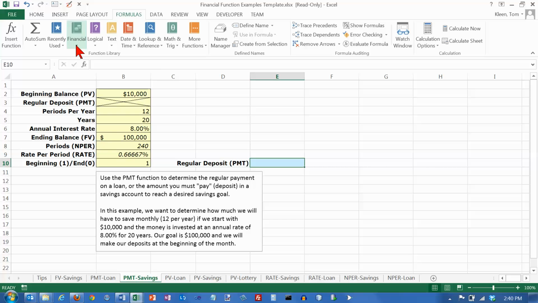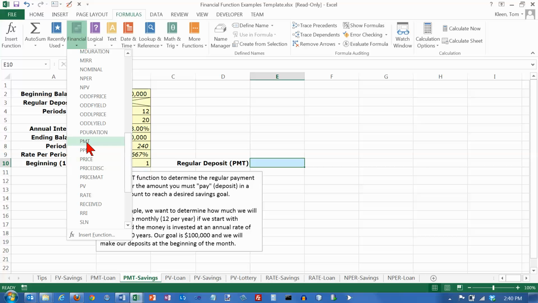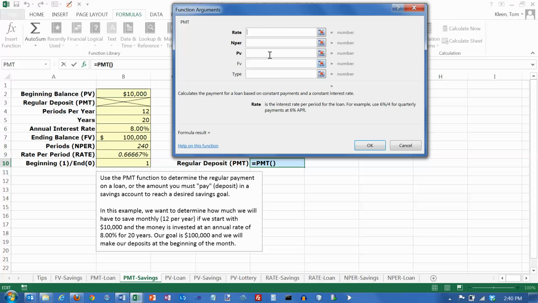and we're going to use the payment function to figure out what we have to save every month. Go to the formulas tab, function library group, and the financial book, and scroll down to the P's and choose payment, and we get our function arguments dialog box here. And the rate is going to be 8% divided by 12, which, because I'm using this template, I've already computed. And so we can type that in. The number of periods is 20 times 12, and again, I'm using the template, so that's already been computed for me as well. The present value.